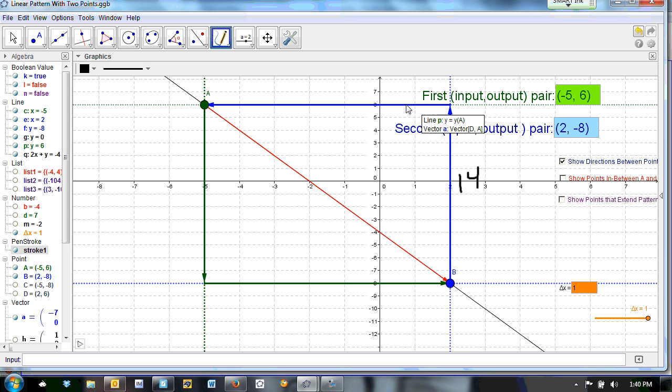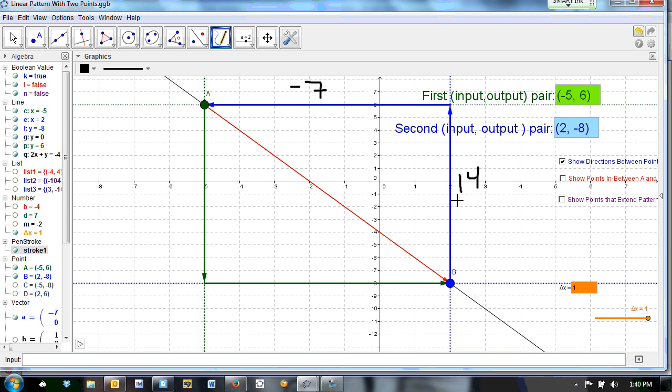And then our horizontal movement would be in this direction to go from B to A. So it looks like we're going from 2 to -5. So 2 to 0 is a distance of 2, and then go out to -5 is another 5. So 2 plus 5 gives us a distance of 7, but it's in the negative direction because we're moving from right to left, right, going in the negative direction.